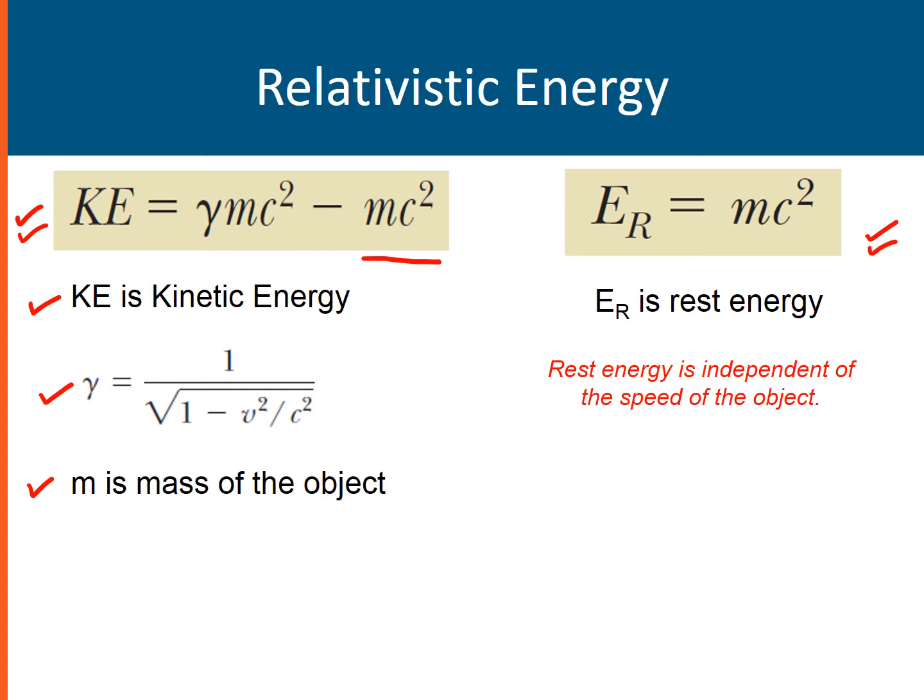And this rest energy is independent of the speed of the object. So whether or not the object is moving, it will always have rest energy equivalent to the product of its mass multiplied by the square of the speed of light.